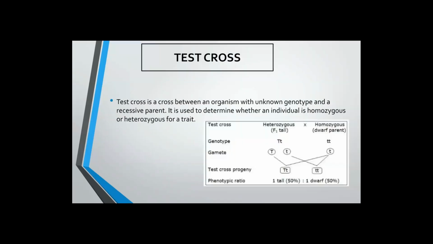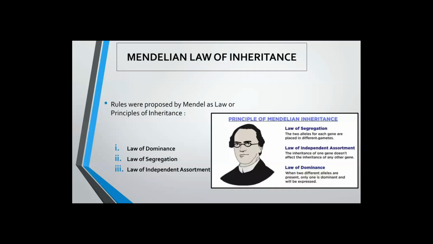Now, as we discussed, a test cross is crossing the F1 progeny, the heterozygous progeny, with a homozygous recessive parent. Now, moving to the Mendelian laws of inheritance. Mendel proposed three laws, that is law of dominance, law of segregation, and law of independent assortment.